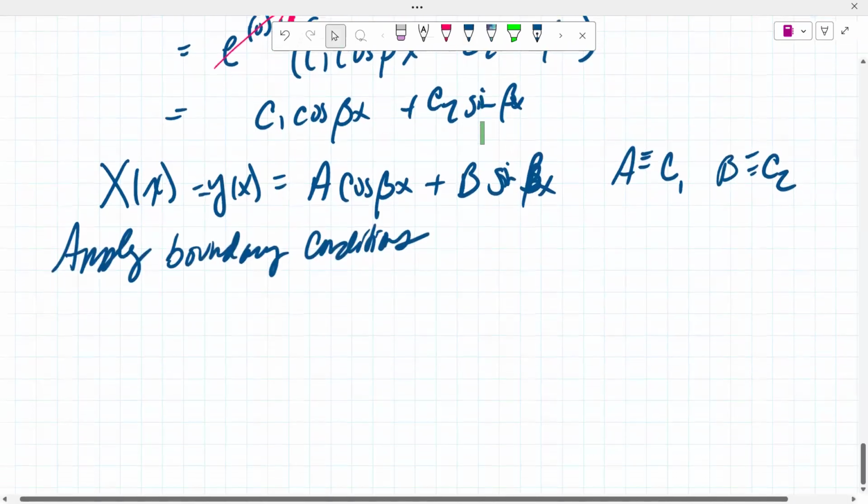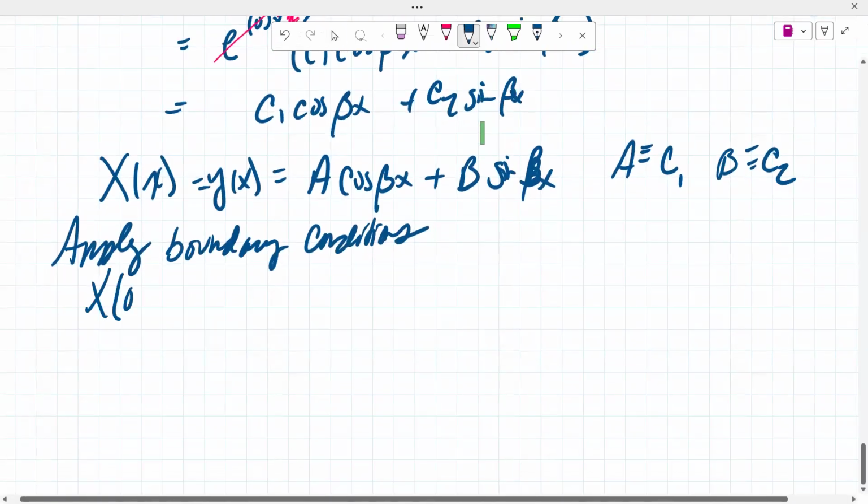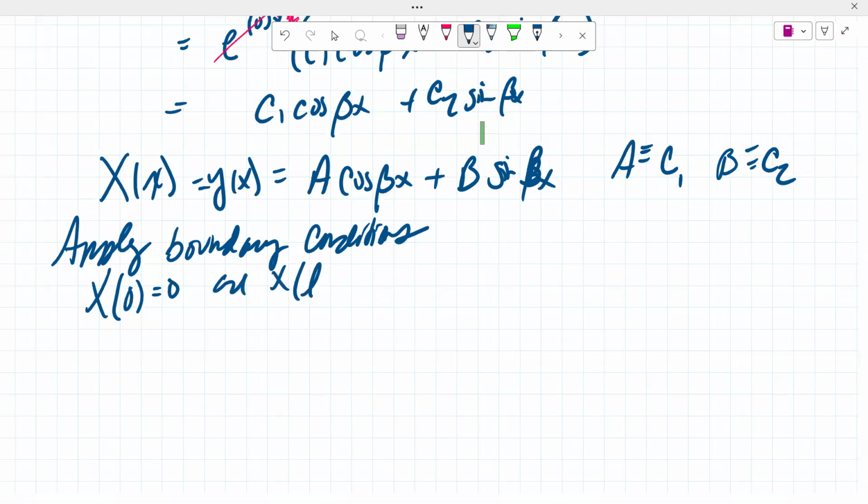So x of 0 equals 0. And x of L equals 0. So again, these mean that the ends are bound.